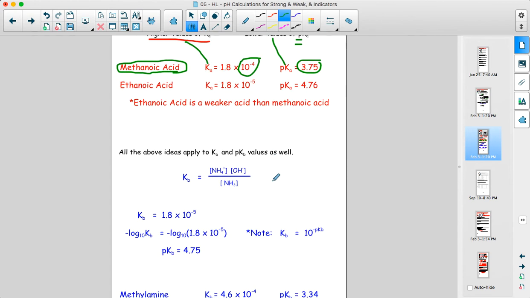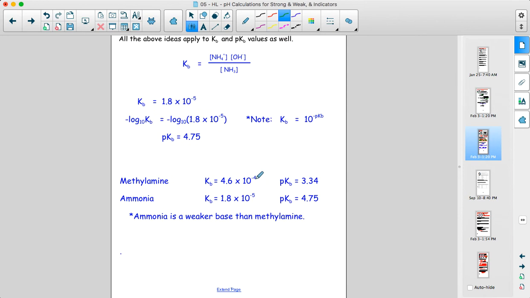Kb and pKb work exactly the same way. We are going to have Kb values. The bigger they are, the stronger the base. For pKb values, the lower they are, the stronger the base. So methylamine is a stronger base than ammonia, both because it has a higher Kb value and also because it has a lower pKb value.